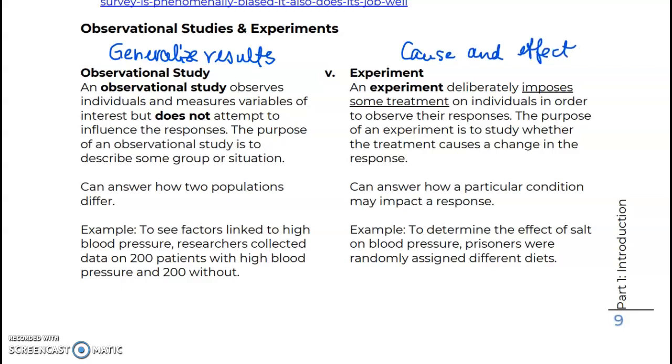So that's the difference between the two. An observational study allows us to generalize the results. An experiment allows us to show cause and effect. An example here is to determine the effect of salt on blood pressure. Prisoners were randomly assigned different diets.